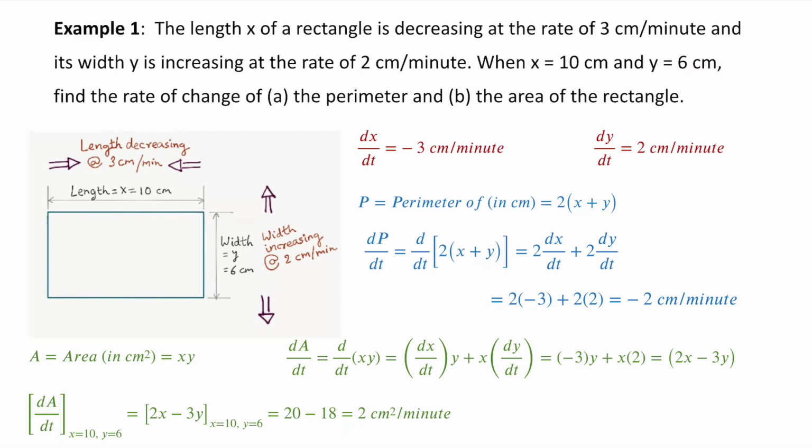But please note that the area would not be changing at a constant rate of 2 every time, because we have already seen that dA/dt is a function of x and y, right. So, it is possible that there are moments in time when area is decreasing. It just so happens that at this particular time when x is 10, y is 6, the area is increasing even though the perimeter is decreasing.